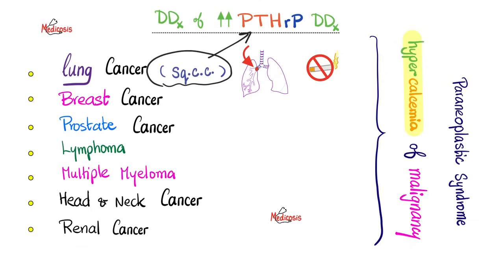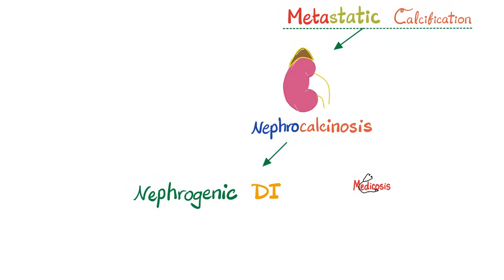How do I remember this? I remember that squamous increases calcium. And how did it increase calcium in the blood? By increasing PTHrP. Hypercalcemia of malignancy is a type of paraneoplastic syndrome. And I've talked about paraneoplastic syndromes in detail in a video titled Paraneoplastic Syndromes, and you can find this video in this pathology playlist.